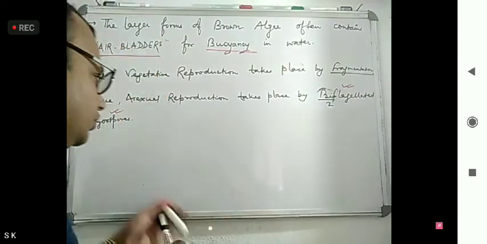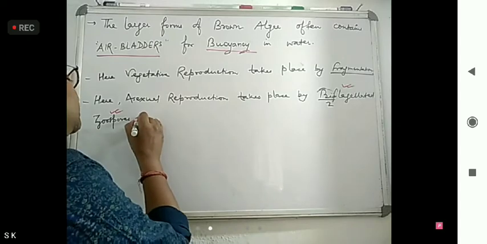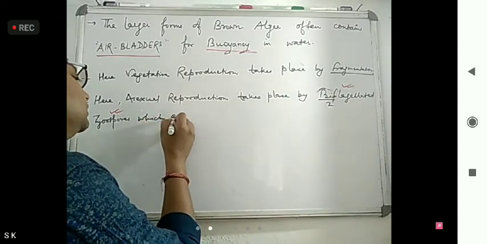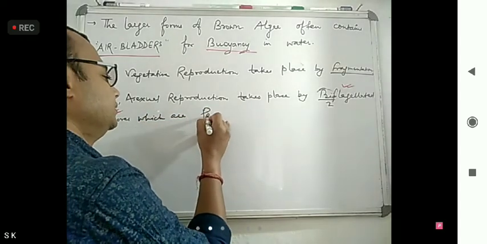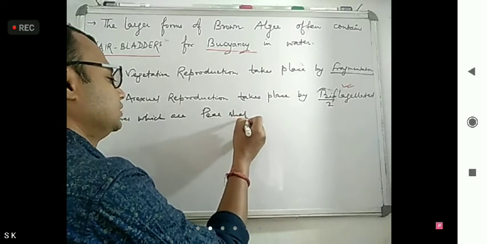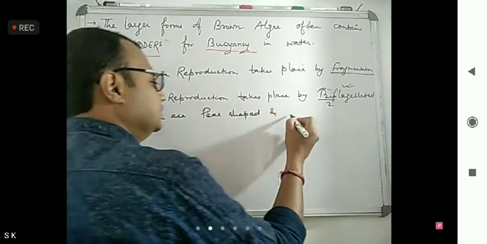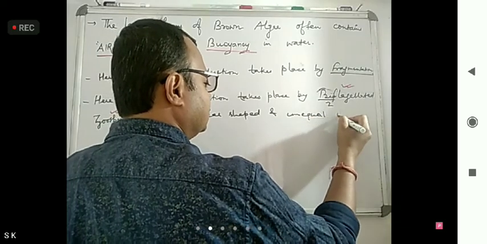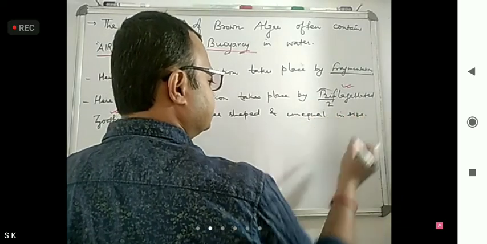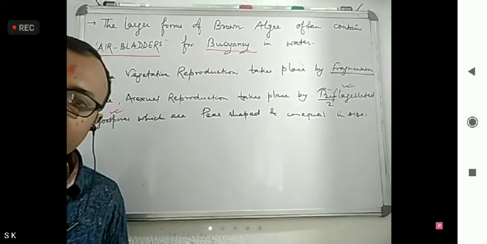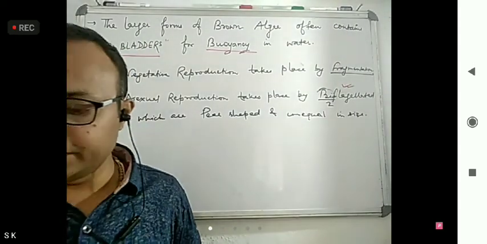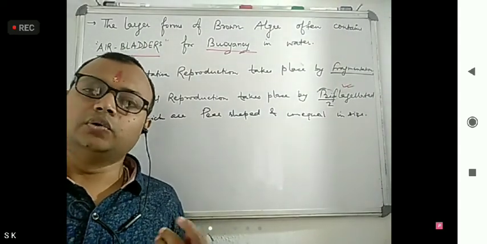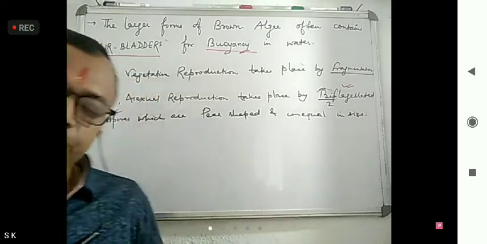Okay, and that are having what? Pear shaped. So which are pear shaped and unequal in size. Unequal in size. These two flagella are there. They are having what? Unequal in size.